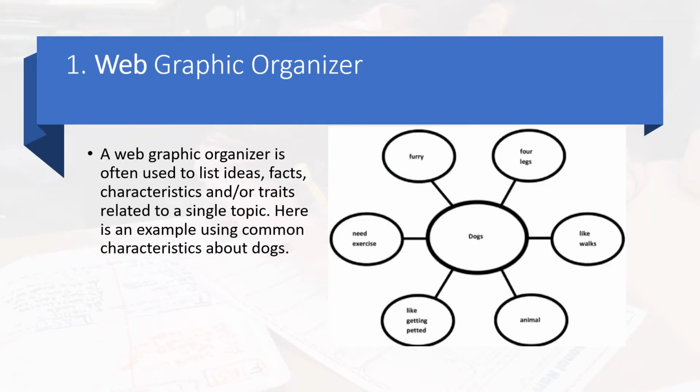So the first graphic organizer I'm going to talk to you about is called the web graphic organizer. And a web is used to list ideas, facts, characteristics, and or traits related to a single topic. So here's an example using common characteristics or facts about dogs on the right side. If you look at the web, you'll see in the middle we have the topic, which is dogs, and then 6 characteristics or 6 facts about dogs going around that circle. So we have that dogs have 4 legs, they like walks, they're an animal, they like getting petted, they need exercise, and they're furry.